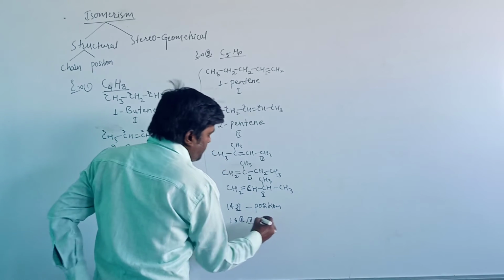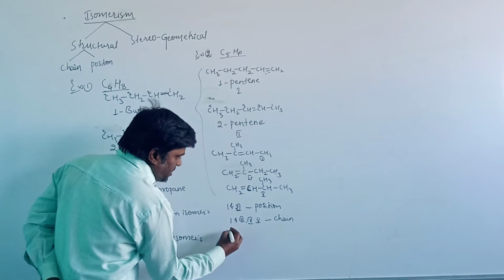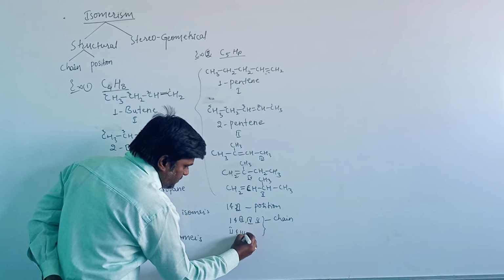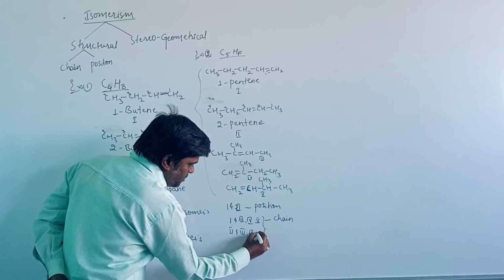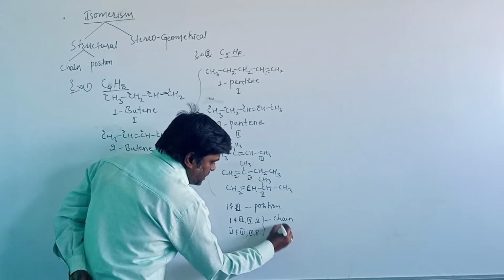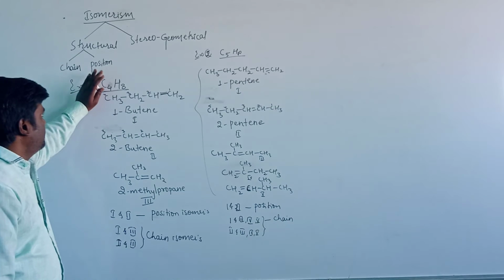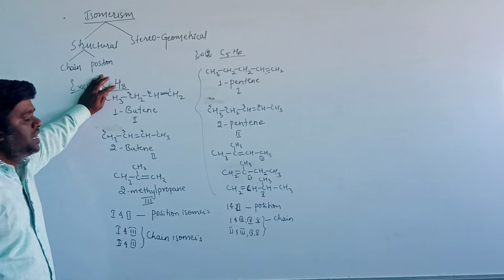These are the chain isomers. Or we can take the second one, third one. When we compare second, third, fourth, fifth, these are the chain isomers. This is about the isomerism, that is, structural isomerism shown by the alkenes.